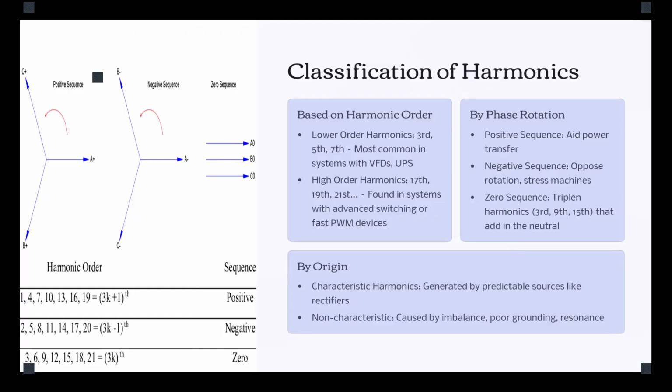Now, the harmonics also can be divided based on their source. It could be characteristic harmonics that are generated by a predictable source, like rectifiers, or non-characteristic harmonics, which are normally caused by imbalance or poor grounding or a resonance situation in our system.